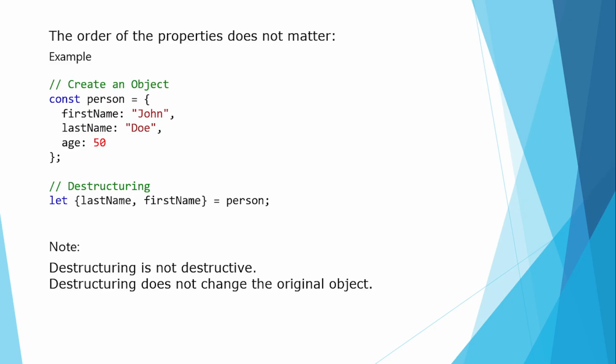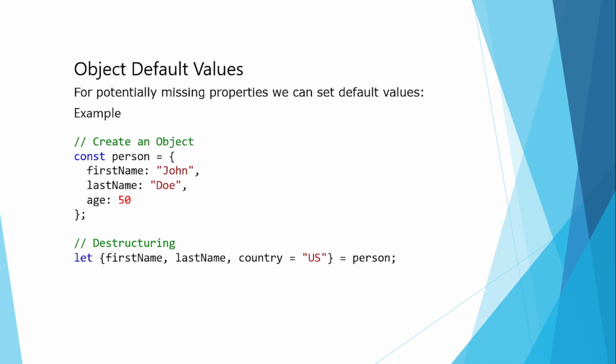The order of properties does not matter. Here the order of properties does not matter. Destructuring is not destructive. Destructuring does not change the original object, meaning it just copies the values. It does not change anything in the original object.